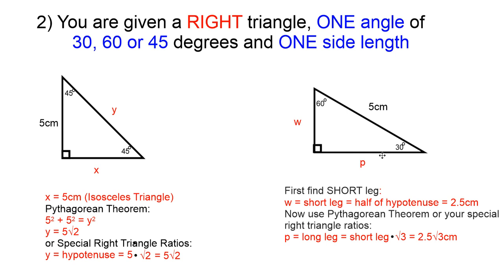Same thing with this one. You've got your short leg. The short leg is always going to be half of the hypotenuse. And then the long leg, you can either use the Pythagorean theorem, or we always know that the long leg is going to be whatever the length of the short leg is times the square root of 3.